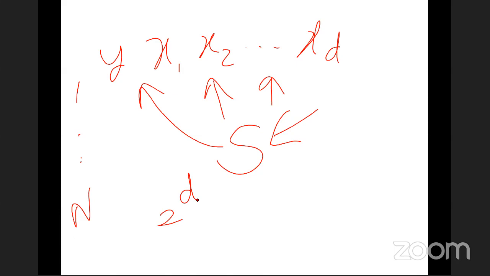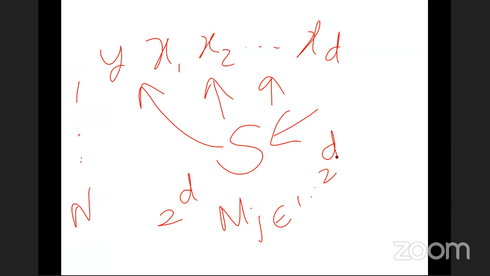And out of these 2 to the power D possible subsets, I want to find out which one is the best. So for all 2 to the power D subsets, I can fit the best possible model. So I have these models M_J, where J belongs to 1 to 2 to the power D. And for all these models, these are the optimized models for that subset. I want to pick the one that is the best model.